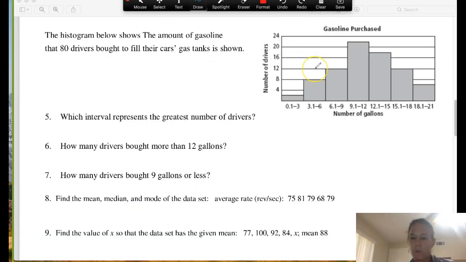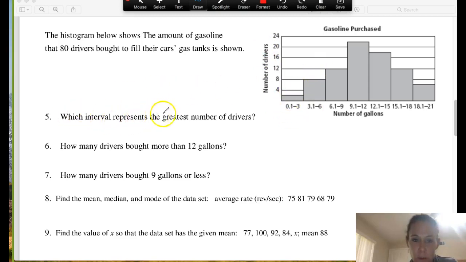All right, guys, this is just reading your histograms. This should be pretty straightforward. The histogram shows the amount of gasoline that 80 drivers bought to fill their car's gas tank. So this is the gasoline purchase. This is the number of drivers and the number of gallons, okay? So 0.1 to 3 gallons, the number of drivers that did this. This would be the frequency. How many drivers did that occur for?